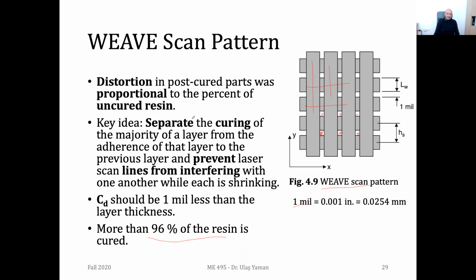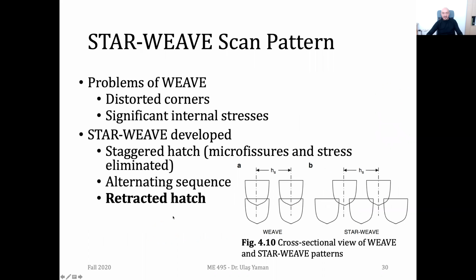So that's the reason why usually around 96 or 98% of the resin is cured, but 2 to 4% is not cured. And the thing about these scanning patterns is that if you do not set them properly, then you will have shrinkages from different sides, and this shrinkage will result in stresses in different regions, and you will have problems in your applications. That's why people started to work on, as I mentioned, these scanning patterns.